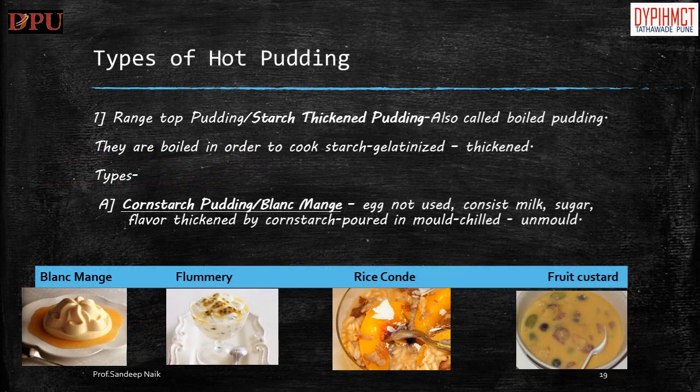Types of hot pudding. 1. Range top pudding or starch thickened pudding, also called boiled pudding. They are boiled in order to cook on the range top, which gelatinizes the starch so it thickens. Types: A. Cornstarch pudding, blancmange. Egg is not used. It consists of milk, sugar, and flavor, thickened by cornstarch, poured in a mold, chilled, and then unmolded when set.